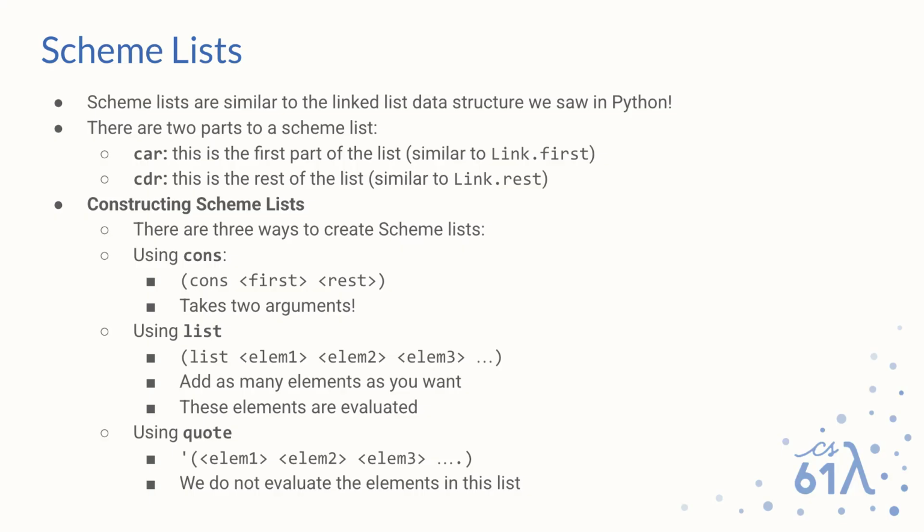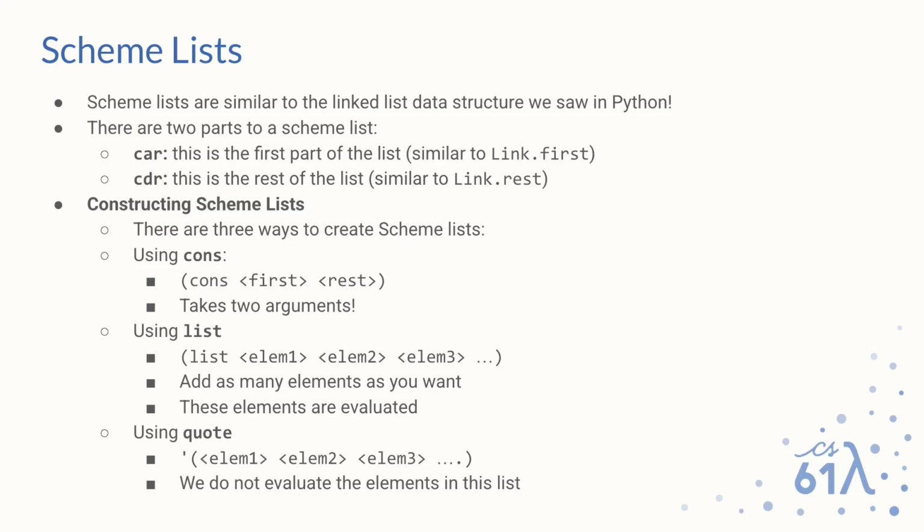Okay, so there's three ways that you can make a list in Scheme. Using cons, like construct, you just cons the first and the rest. Those are the two arguments that you have. Another way that you could do it is using the list operator. So list, and then as many elements as you want.